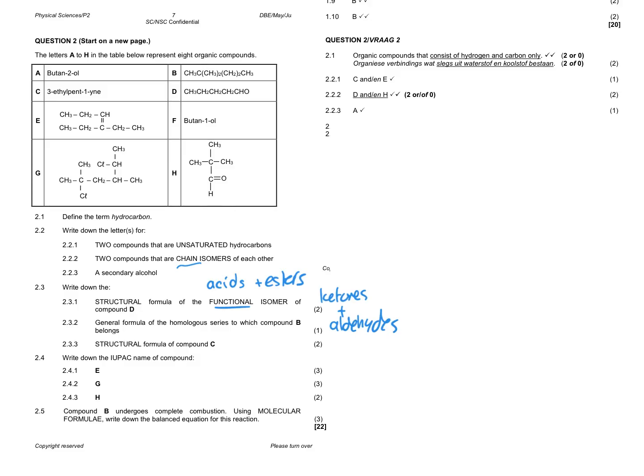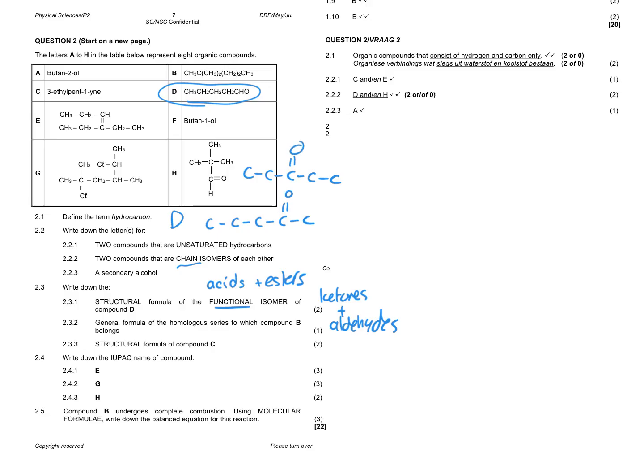So they want a functional isomer of this guy over here. That thing, D, is an aldehyde. So I must draw a ketone with 5 carbons in a row. I mustn't change the 5 carbons in a row, because then it would also be a chain isomer. They don't want chain isomer, they want functional. So I need to draw a ketone with 5 carbons in a row. And there's going to be 2 different options.